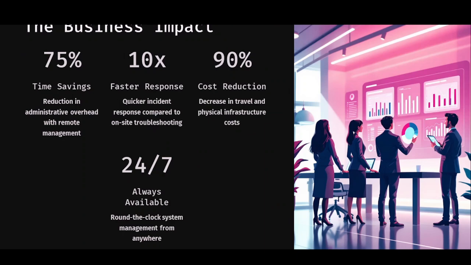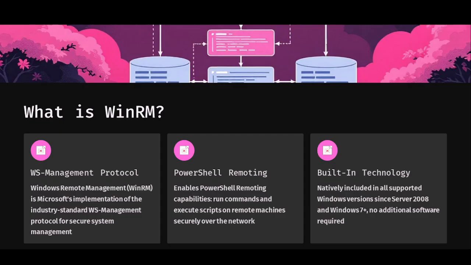So what is the impact? The business impact is 75% time saving, a reduction in administrative overhead with remote management. 10x faster response: quick incident response compared to on-site troubleshooting. 90% cost reduction: decrease in travel and physical infrastructure costs. 24/7 availability: round-the-clock system management from anywhere.